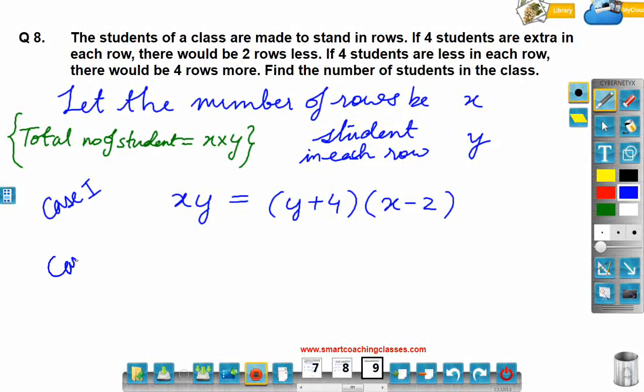Similarly, case 2. When 4 students are removed from each row, again total number of students will remain same. So that will be y minus 4 into, now what are they saying? They are saying 4 rows more, that is x plus 4. So y minus 4 into x plus 4. Okay, now moving on to the next question.